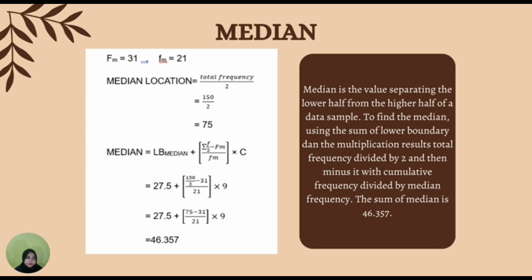Next, we want to discuss the formula of the median we use. The median is the value separating the lower half from the higher half of a data sample. To find the median, we use the lower boundary plus the total frequency divided by 2, and then minus the cumulative frequency, which is 31, divided by the median frequency, which is 21.